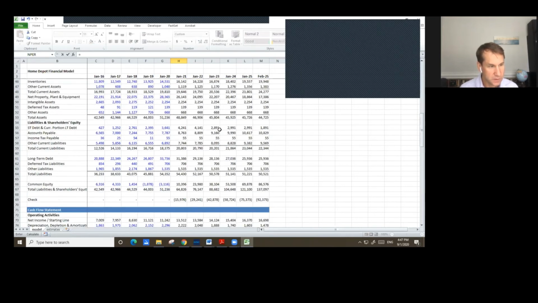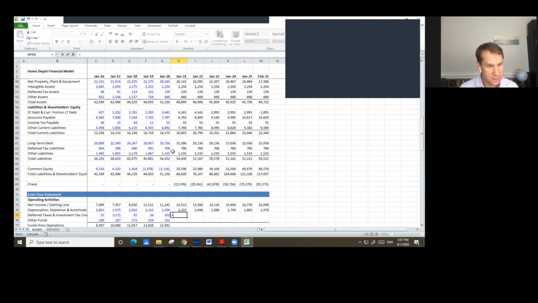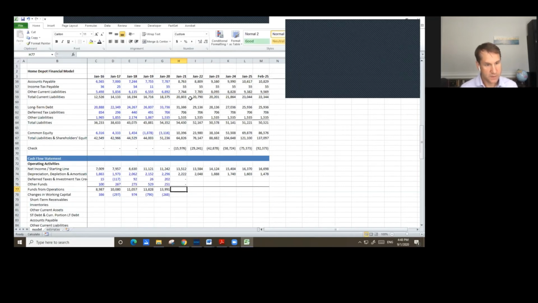So this will be deferred liabilities with positive sign plus change in deferred tax assets. It's 0, but I've kind of built a formula. And then other, in these two, just for completeness, I've built them out.